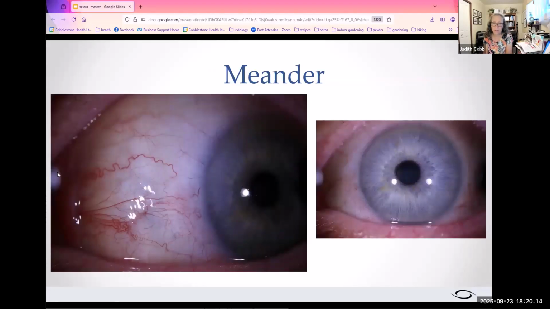The meander. This is a meander. So meander literally looks like what a stream or a little river or a creek would look like running through some farmland. Twisty and turny, never going in a straight line. So this is the lymphatic iris of a farmer who is 70 plus years old. He is lean and he is fit.